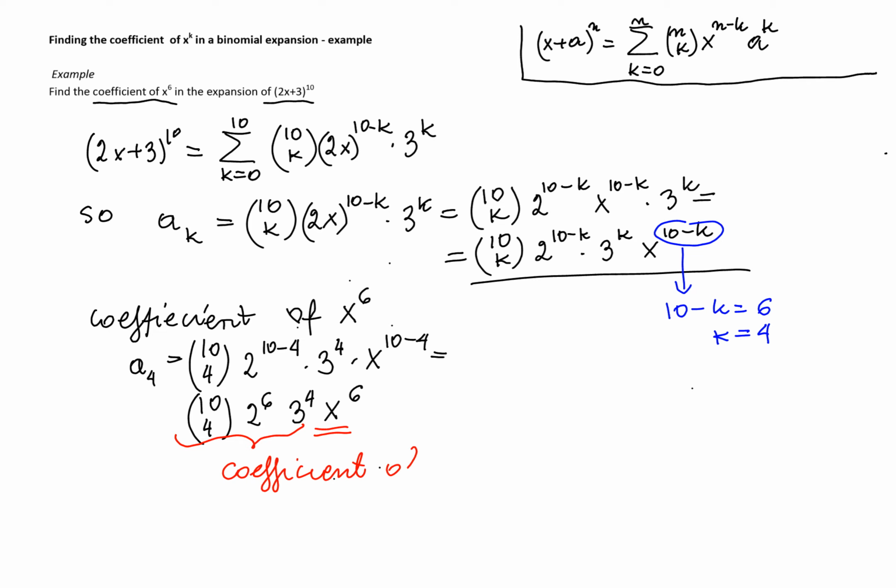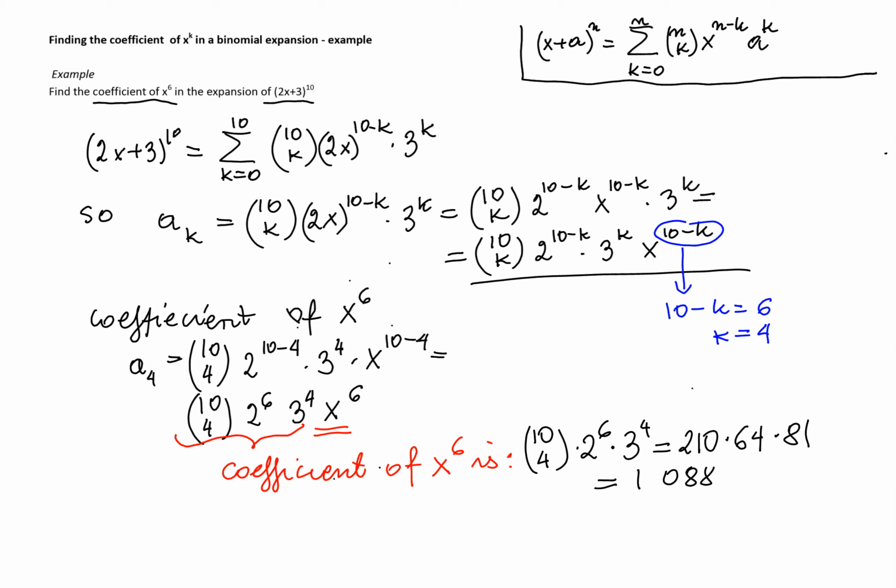So when we compute this number, we'll get that this coefficient is 10 choose 4 times 2 to the power 6 times 3 to the power 4, where 10 choose 4 is 210, 2 to the power 6 is 64, and 3 to the power 4 is 81. And when these numbers are multiplied, we get 1,088,640.